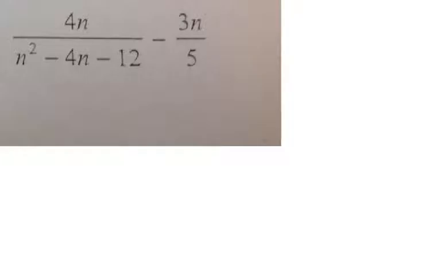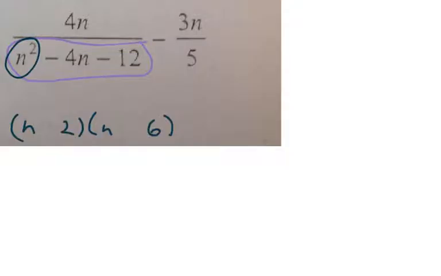So, what was the first step we learned to do when handling these kind of problems? That's right. We need to make sure our denominators are factored. So we're going to factor this real quick. And hopefully you agree n times n is n squared. 2 times 6 is a 12. How do I get a minus 4? Negative 6 plus 2.